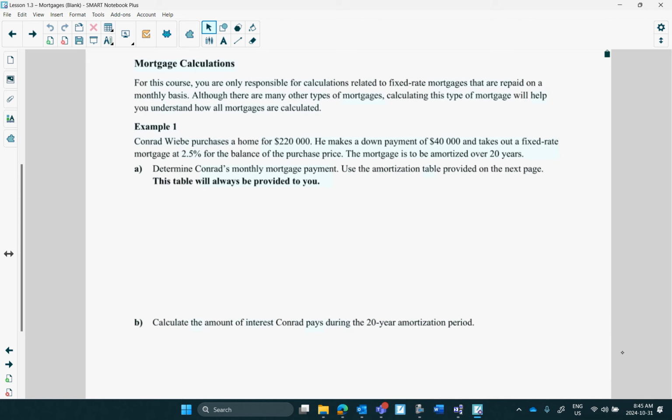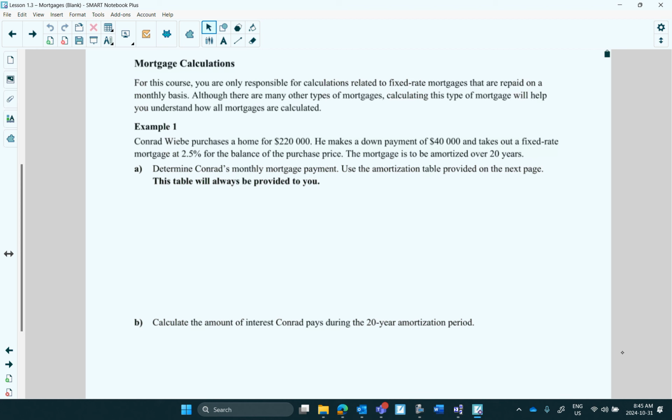And just like we did when we talked about interest and paying personal loans, we used a table that calculated for us how much we should be paying back per a certain amount every month. So we're going to use a similar table for mortgages.